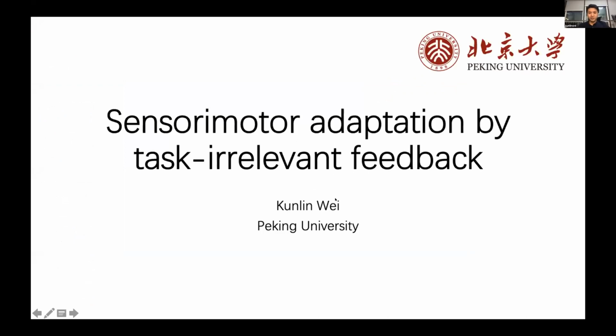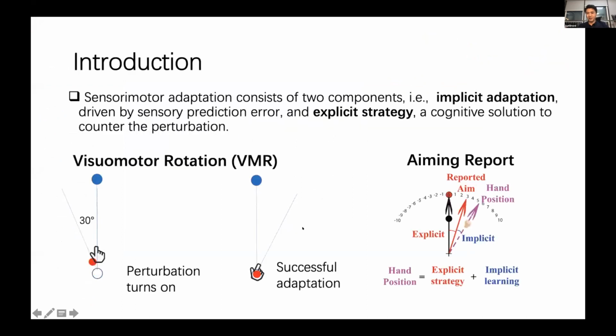JJ is in front of me, so I don't need to introduce a lot of background. Basically, we know visuomotor rotation. What JJ just showed is error clamp, and we know this is one typical type of sensorimotor adaptation. But people think it has two components. One is the implicit one, and one is the explicit strategy.